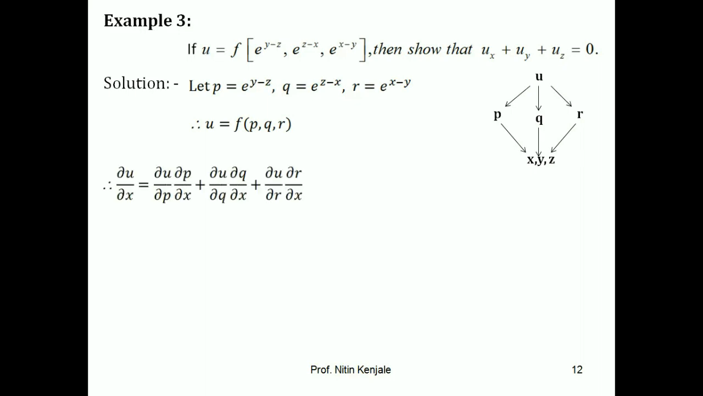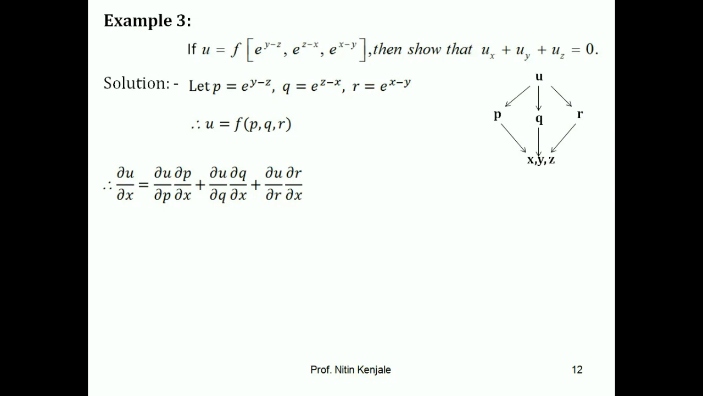Therefore we can write this formula for ∂u by ∂x. It is ∂u by ∂p into ∂p by ∂x plus ∂u by ∂q into ∂q by ∂x plus ∂u by ∂r into ∂r by ∂x. As u is not explicitly given in terms of p, q, r, we cannot find out what is ∂u by ∂p, ∂u by ∂q and ∂u by ∂r. But p, q and r are explicitly given in terms of x, y, z, therefore we can find their partial derivatives with respect to x, y and z.